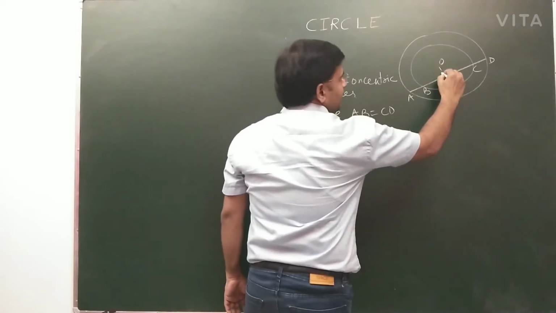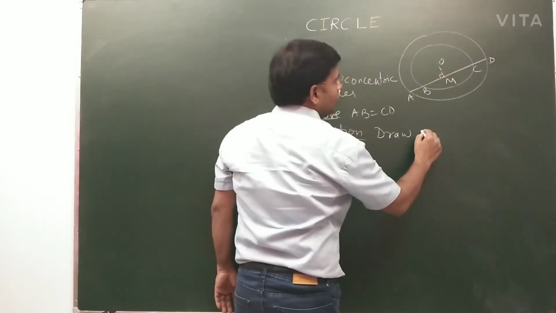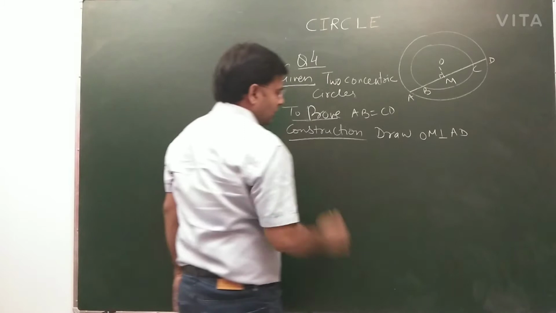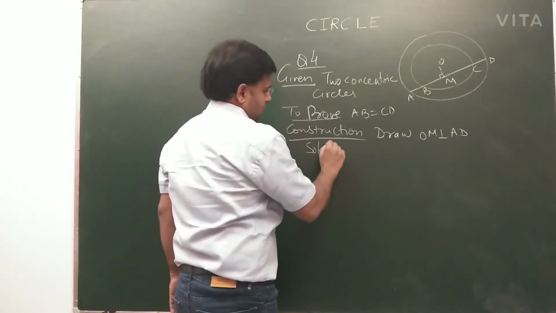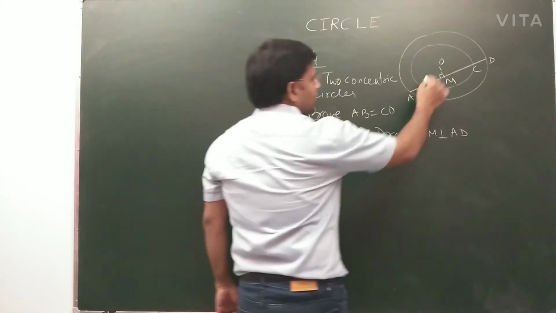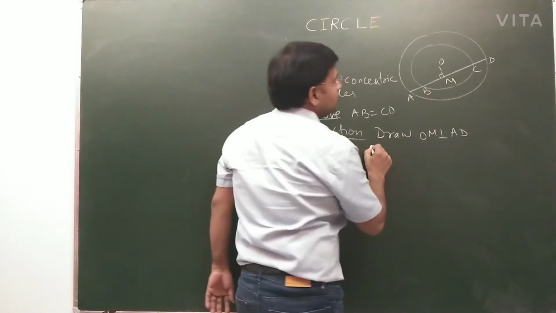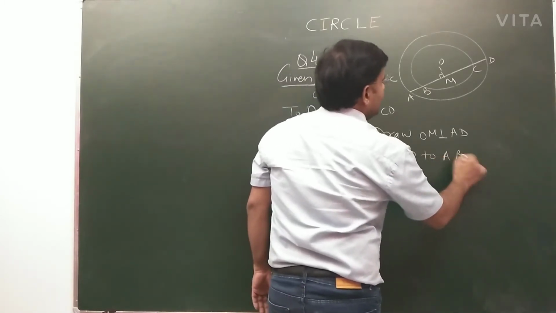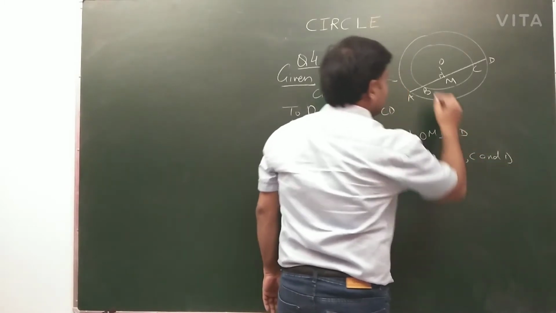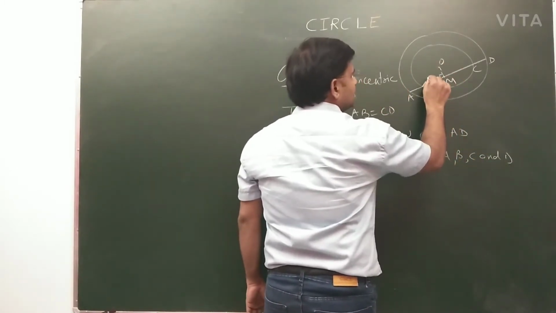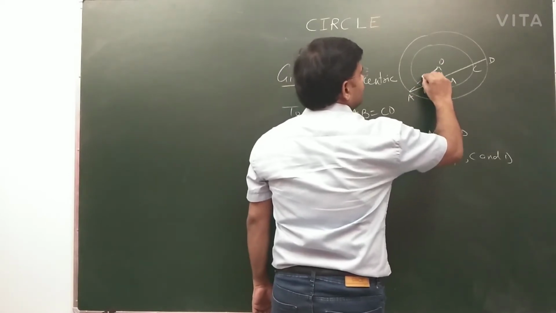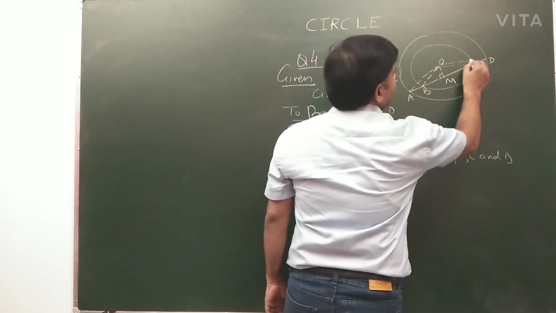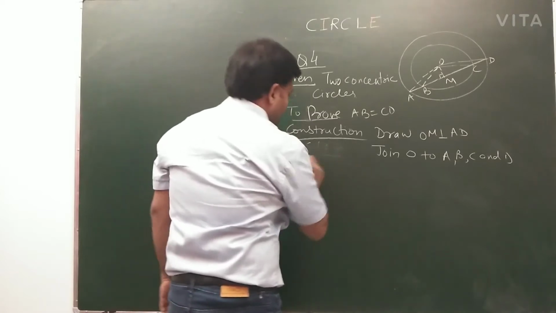Let's say this is M, draw OM perpendicular to AD. Now we write the solution of this, but also one more part you have to write, that join O to A, B, C and D. So we are joining this, and this way also we have to join, and this way you have to join this. Okay, so now we write the solution.